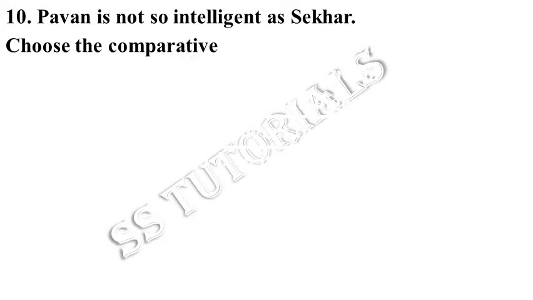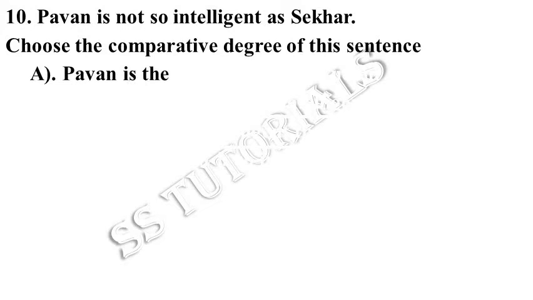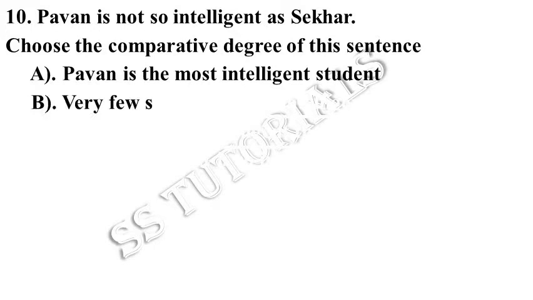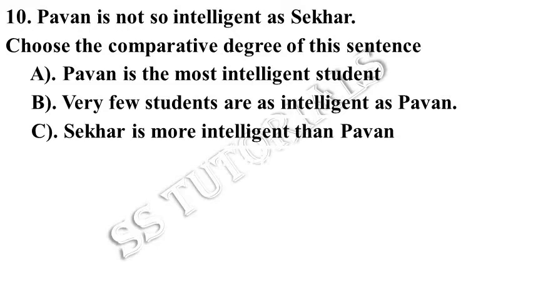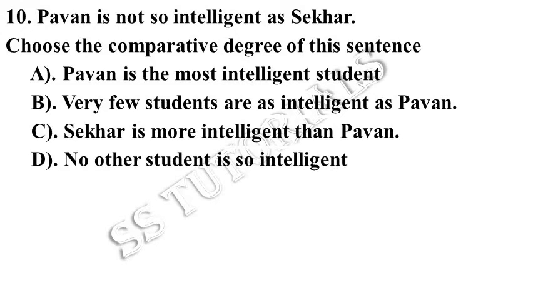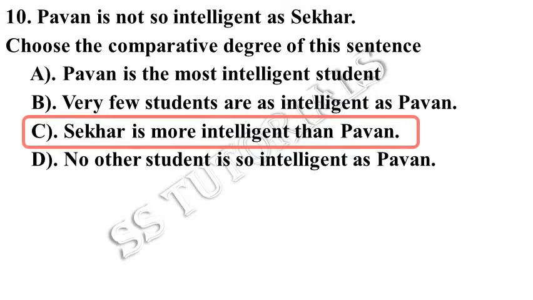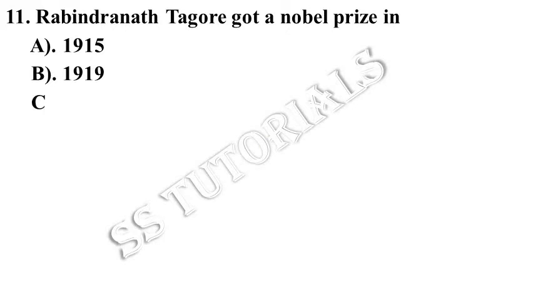Pavan is not so intelligent as Sekhar. Choose the comparative degree of this sentence. Answer: Sekhar is more intelligent than Pavan. Rabindranath Tagore got a Nobel Prize in the following year. Answer: in 1913.